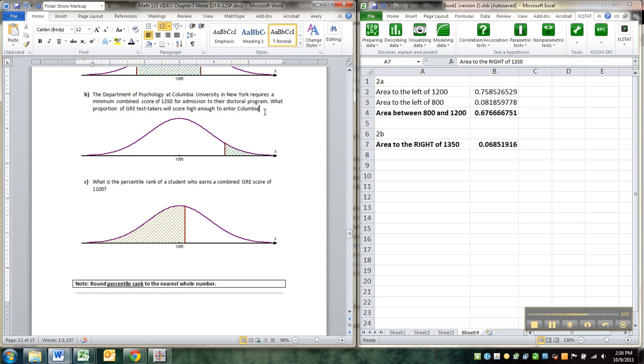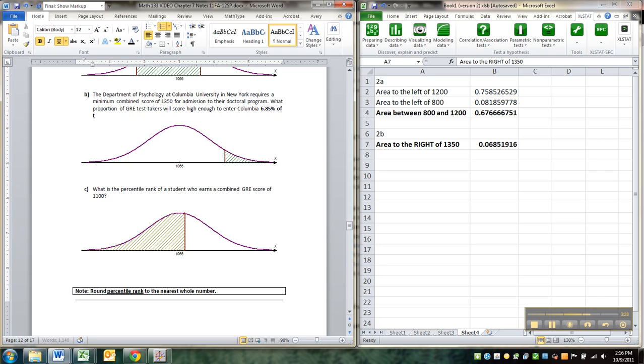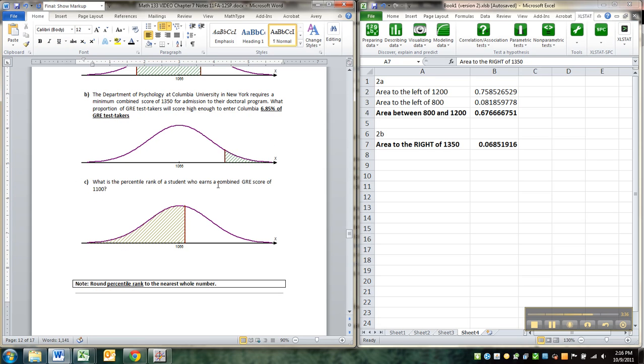So the answer is they will only take 6.85% of GRE test takers. They will only look at you. This isn't even saying you're going to get in, but they'll only even consider you if you're in the top 6.85% of test takers because it's Ivy League.